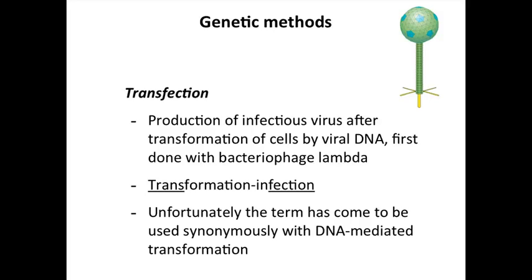Now, when we take a virus genome and we put it into a cell and we get virus out, this is called transfection: the production of infectious virus after DNA-mediated transformation with viral DNA, first shown with lambda DNA. Transfection comes from the words transformation and infection. It was coined by the people who did the lambda studies. Now, unfortunately, everybody uses transfection to just mean DNA-mediated transformation. That's not quite right, so we try to use the right terminology.